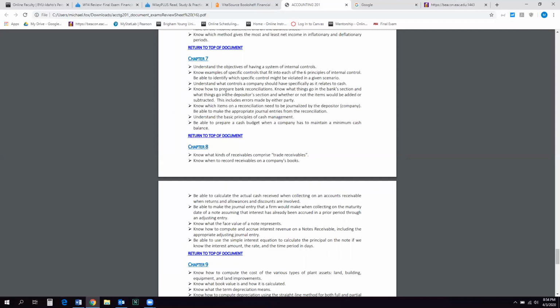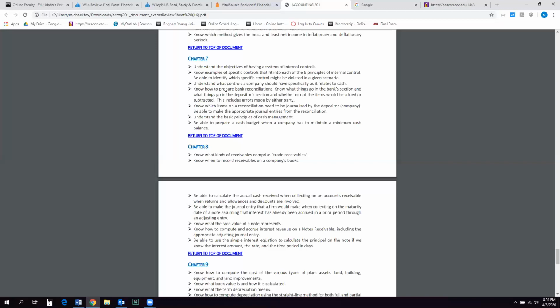So that was prepare bank rec. Know which items on a reconciliation need to be journalized by the depositor. Be able to make the appropriate journal entries. Like I said, any adjustments that you make to the book balance, what that means is stuff that shows up on your bank statement that you didn't have recorded in your books yet. That would be like if the bank collected money for you, or if you found out a check had bounced, something like that, you'll have to do a journal entry for.